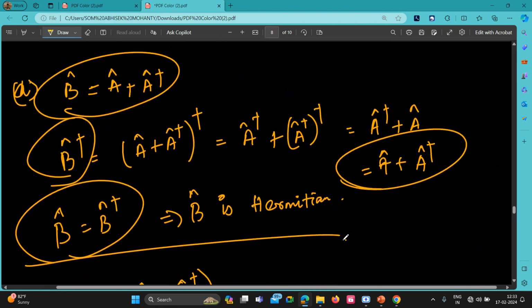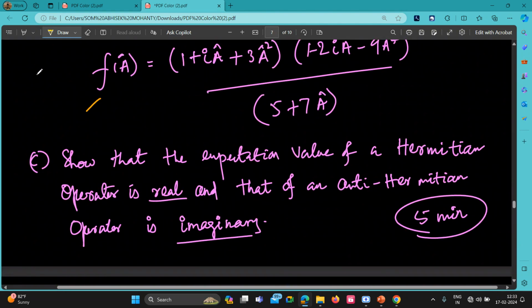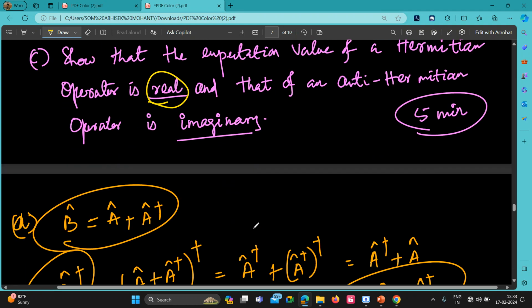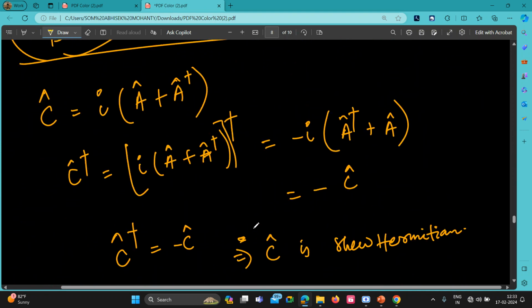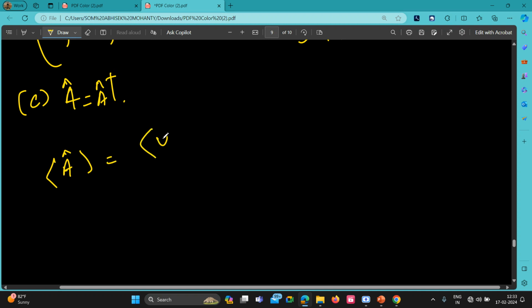Question number C in this section. So that the expectation value of a Hermitian operator is real and that of an anti-Hermitian operator is imaginary. We have to solve it. So first of all, expectation value of a Hermitian operator is real. Let's see. For example, A is a Hermitian operator. That means A is equal to A dagger. So expectation value of A is how much? Psi A psi, which can also be written as psi A psi star.